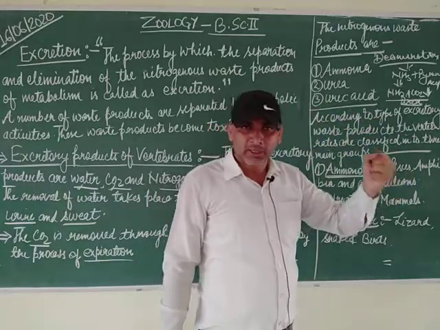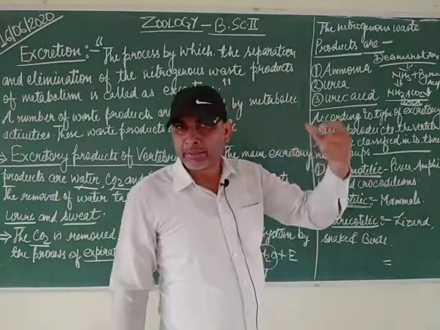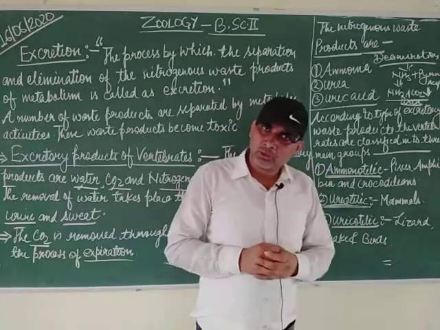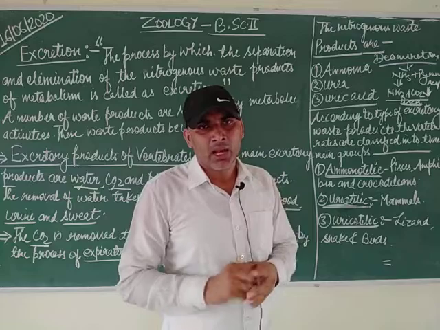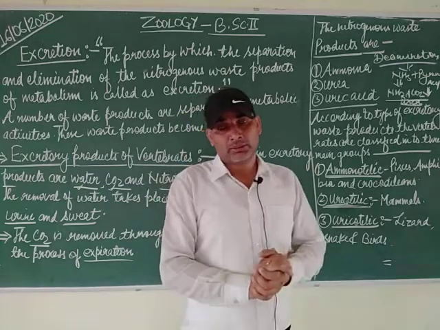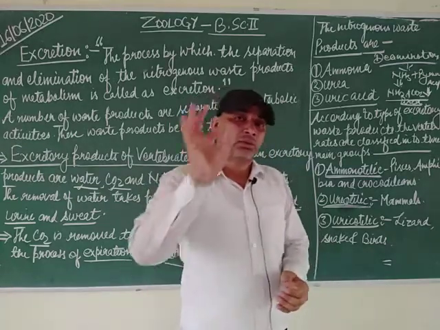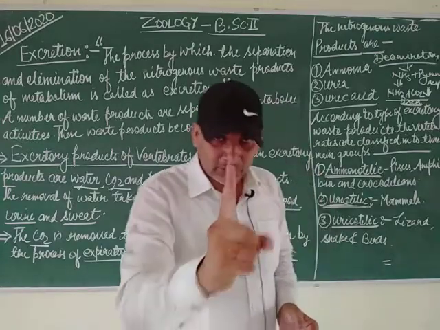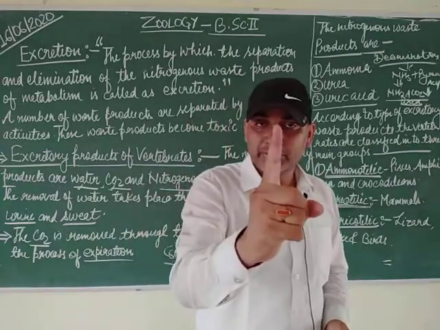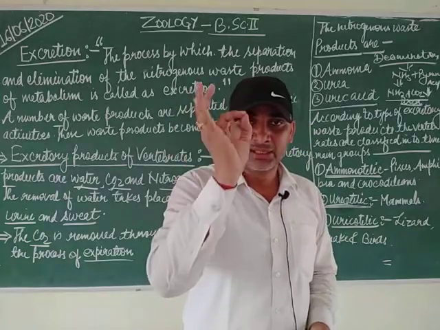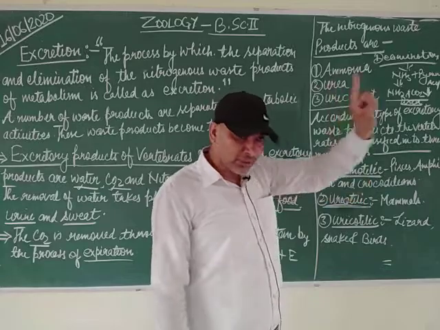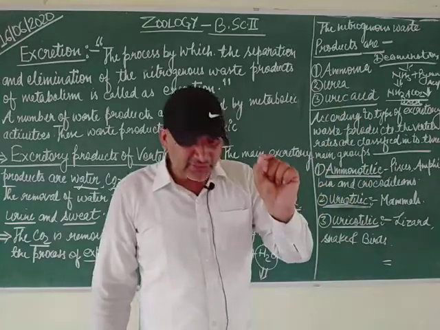On the basis of the excretory material, the vertebrate animals are classified into three categories: ammonotelic, ureotelic and uricotelic. Ammonotelic, ureotelic, uricotelic, on the basis of excretory products.